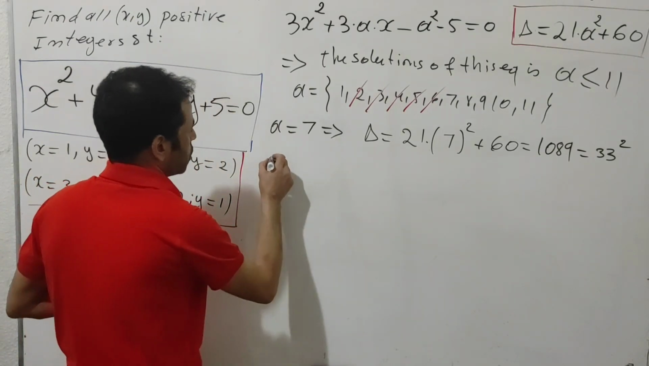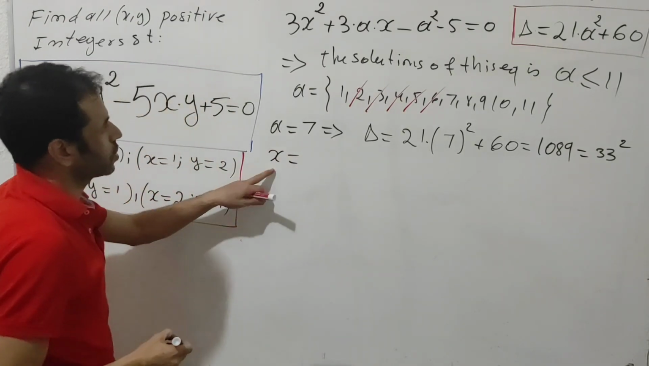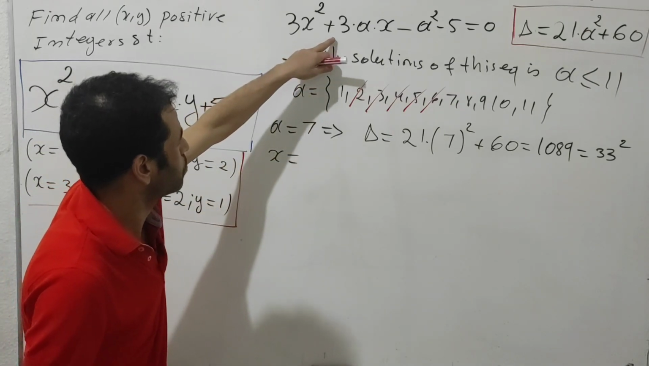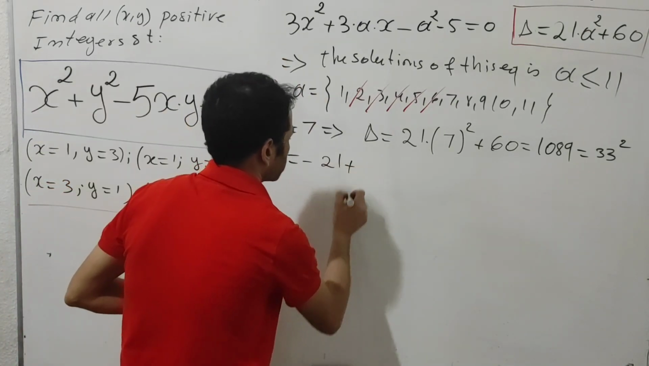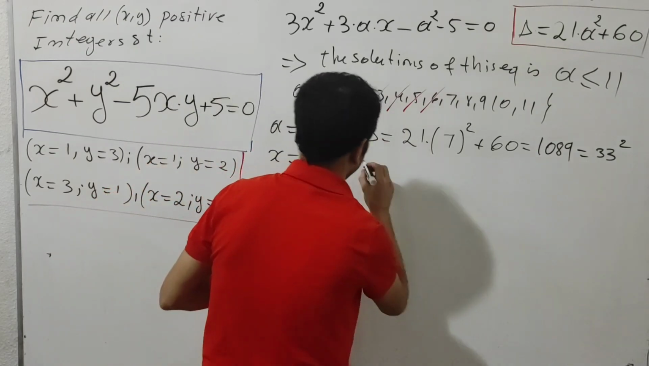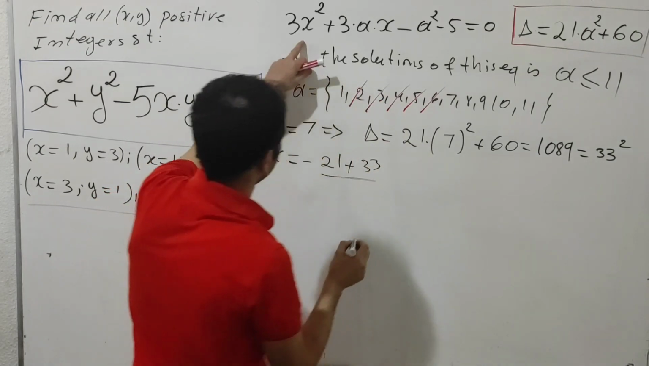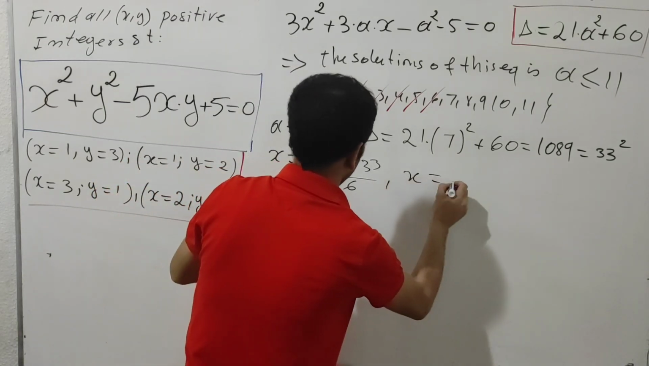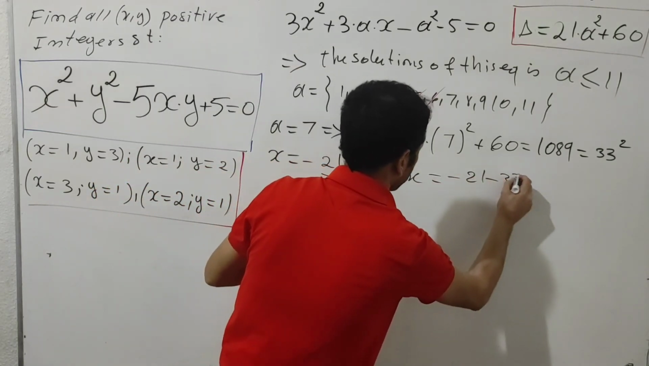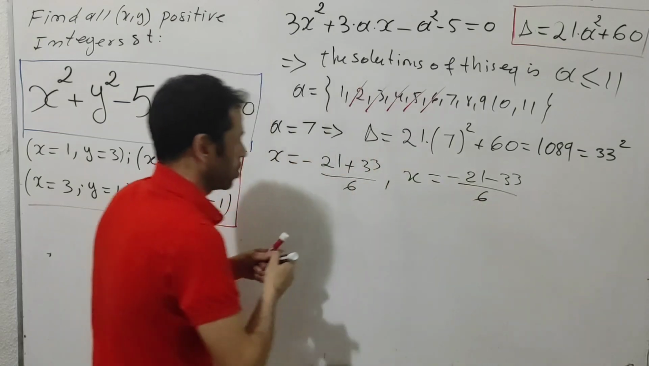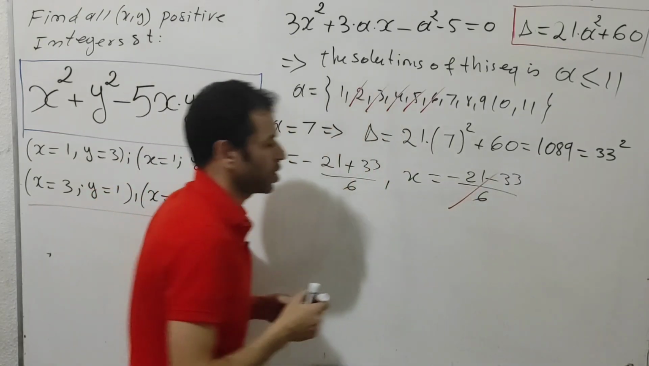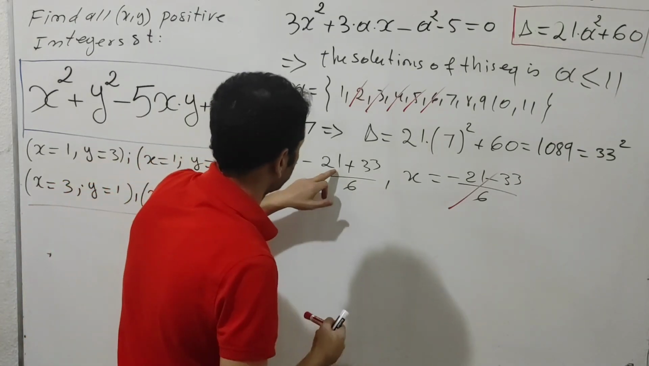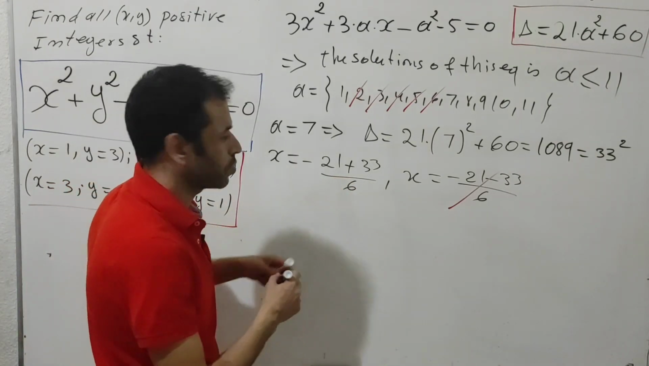I'm going to look for x. x is minus b, minus 21, plus the square root of delta, which is 33, divided by 2a, which is 6, divided by 6. The second solution, I will have minus 21 minus 33 divided by 6. This one will be eliminated because it's a negative solution. This one, minus 21 plus 33 gives us 12 over 6, which gives us 2.